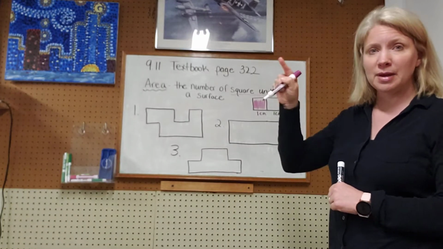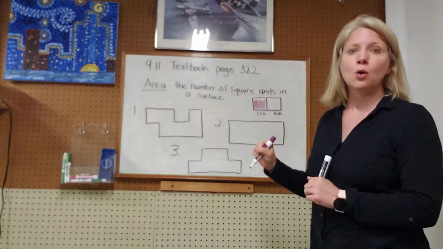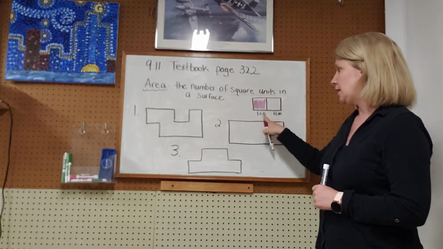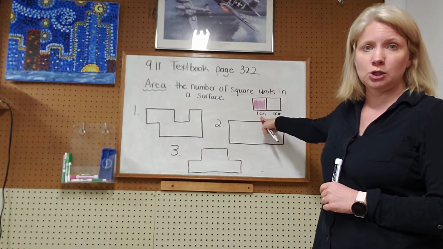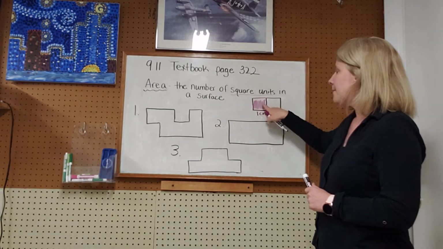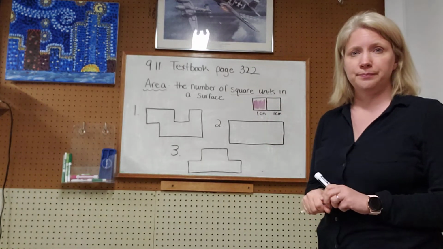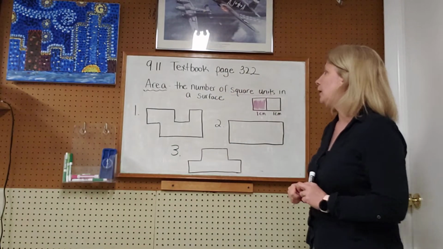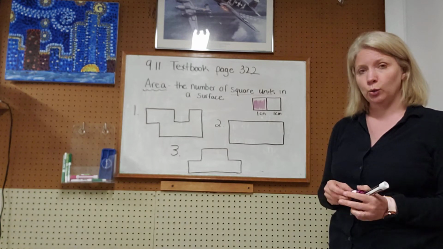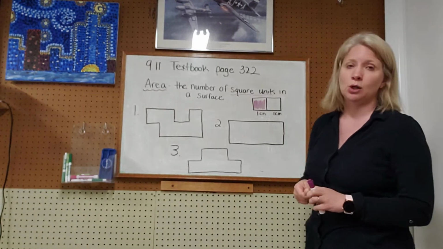So it's a square, and it measures 1 centimeter all the way around, or 1 inch, or 1 meter, or whatever unit you're measuring in. This one is centimeters, and that's how I showed you yesterday to use your ruler. So 1 square centimeter would be 1, 1, 1 all the way around. Okay, so area is the number of square units in a surface. That's what we're going to be looking at today, and you're going to be solving some area problems in your workbook.